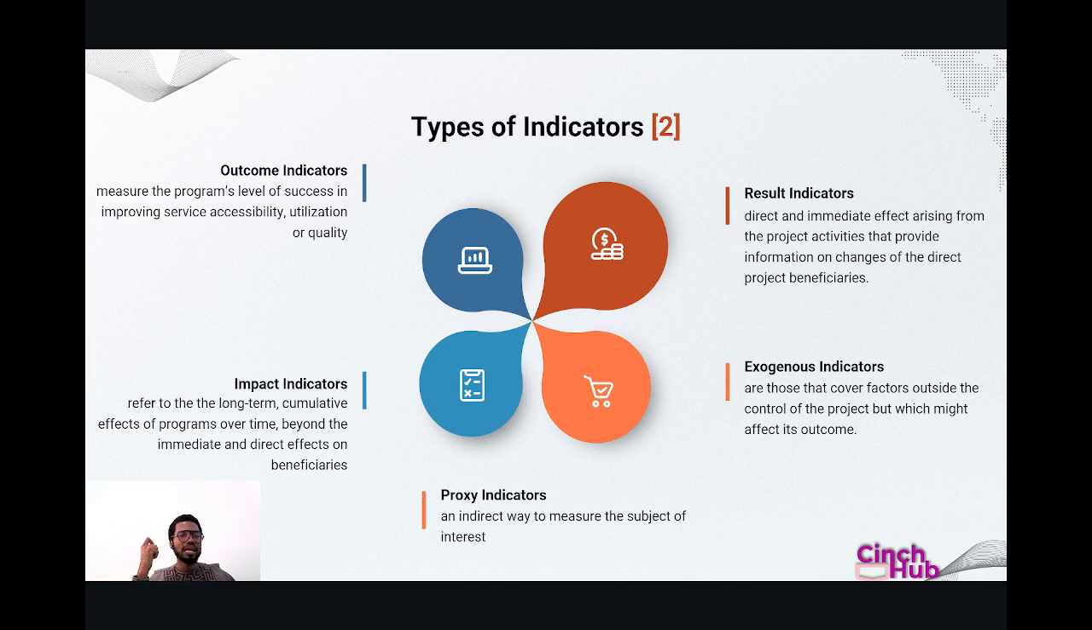Result indicator looks at the direct and immediate effect arising from the project activities, providing information on changes for the direct project beneficiaries. So what are the results emanating from those activities?